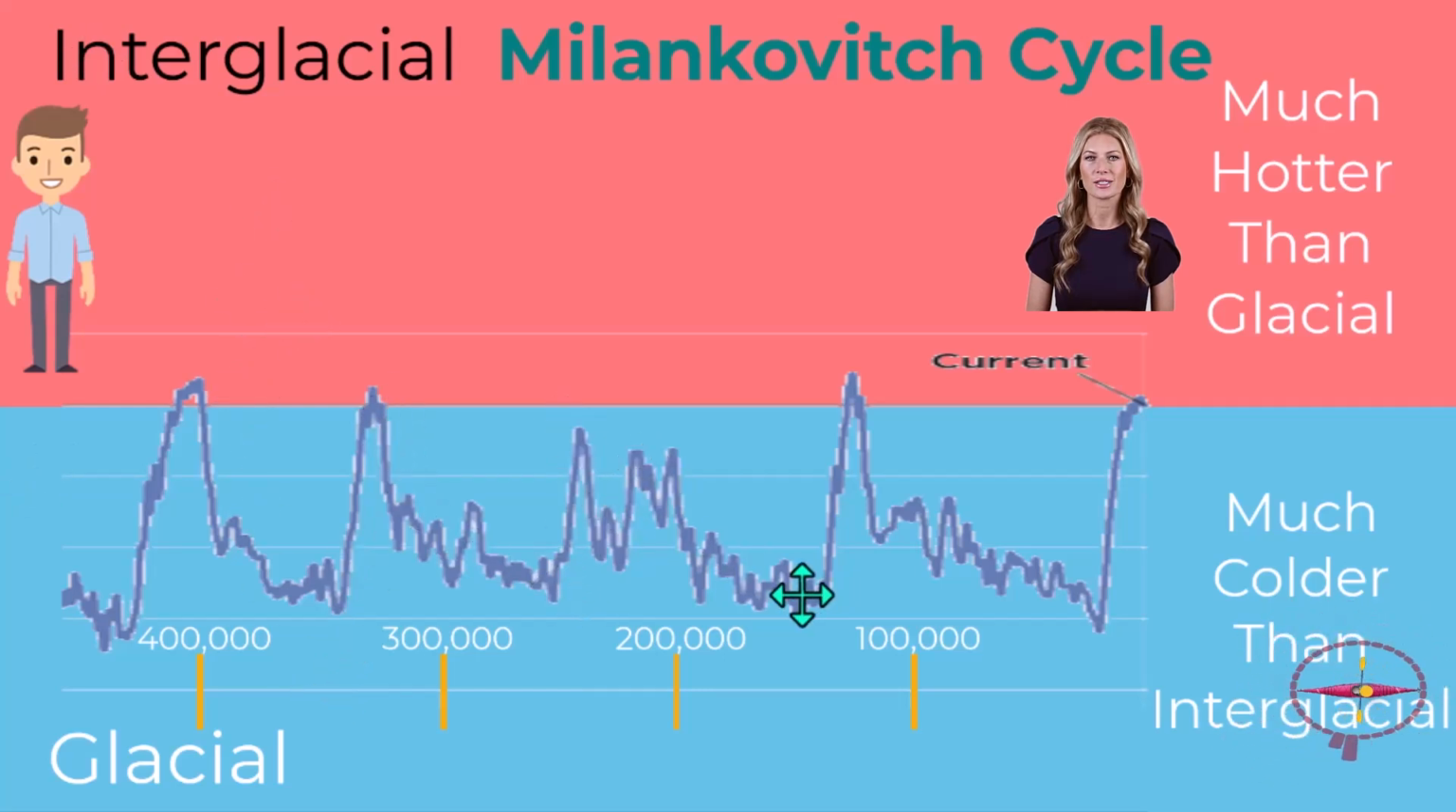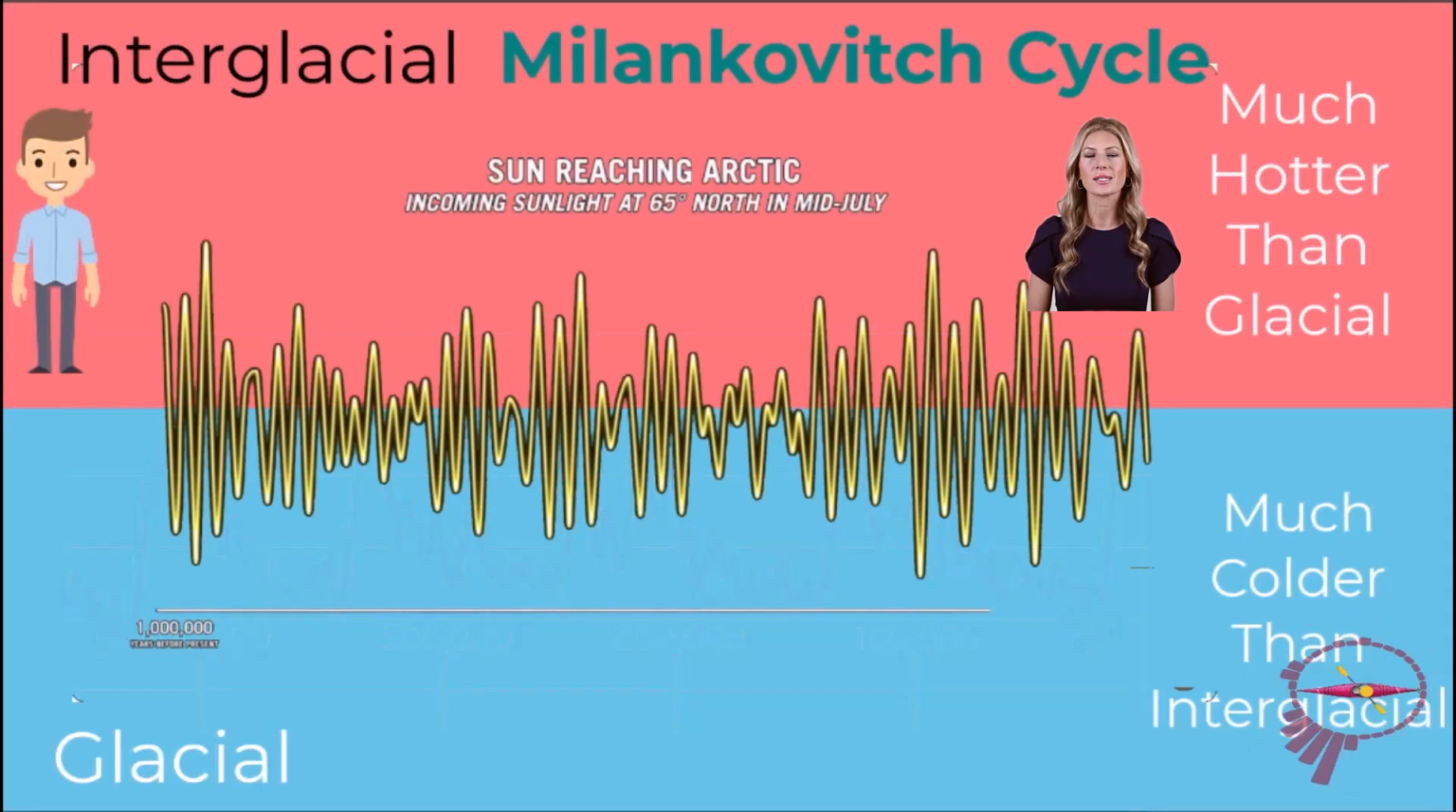Now, the variations in this chart are primarily induced by the amount of sunlight that falls on the northern hemisphere, especially at around 65 degrees north latitude. This graph depicts the amount of sunlight hitting the Earth's northern latitudes at 65 degrees north in mid-July, from a period of time from the present on the right all the way back to about 1 million years ago on the left. As you can see, there are a lot of deviations in the frequency and magnitudes of the peaks and valleys in this chart.